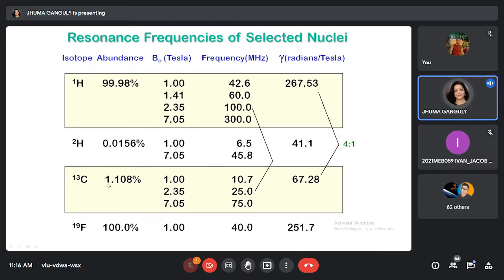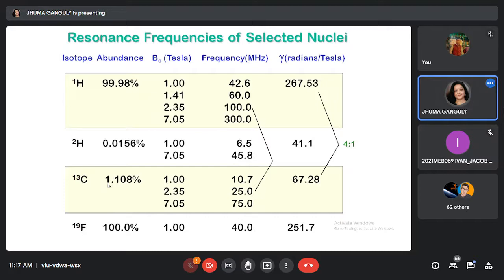But if you want to get the peak from 13C, with 1.108% abundance, then for the proton you need maybe 2 seconds, but for 13C you need at least 24 hours of run. So multiple scans will be there, and from all the scanning you get the information for the 13C, and then it is multiplied by the recorder system, and you will get the response.